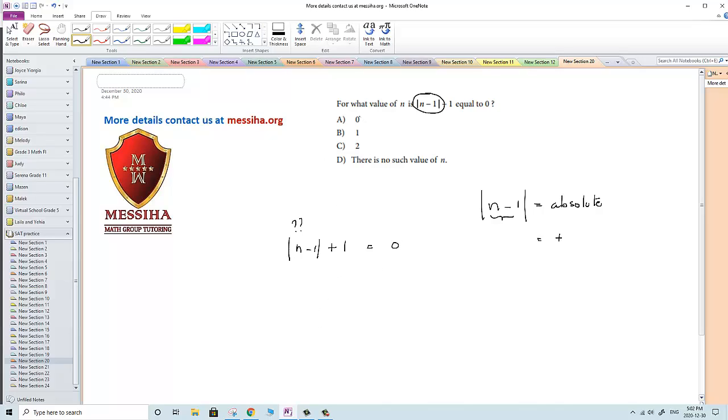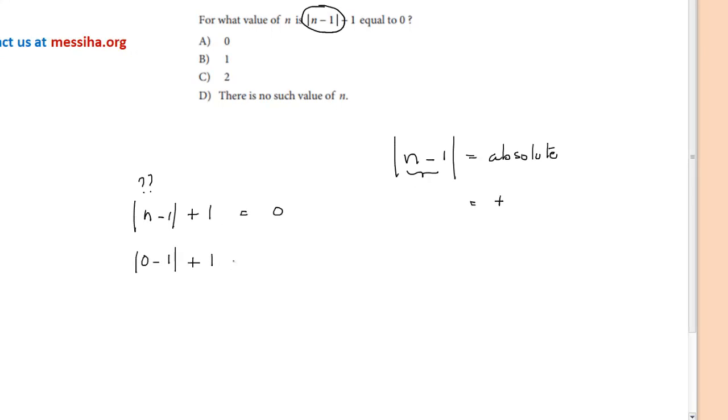First, they are offering 0. If I have the absolute value of 0 minus 1, plus 1: 0 minus 1 equals negative 1, but because it's absolute, it's going to be 1. 1 plus 1 equals 2, so this is not correct. If n equals 1, then 1 minus 1 is 0, the absolute value of 0 is 0, and 0 plus 1 equals 1. But I need it to equal 0, so this is wrong.